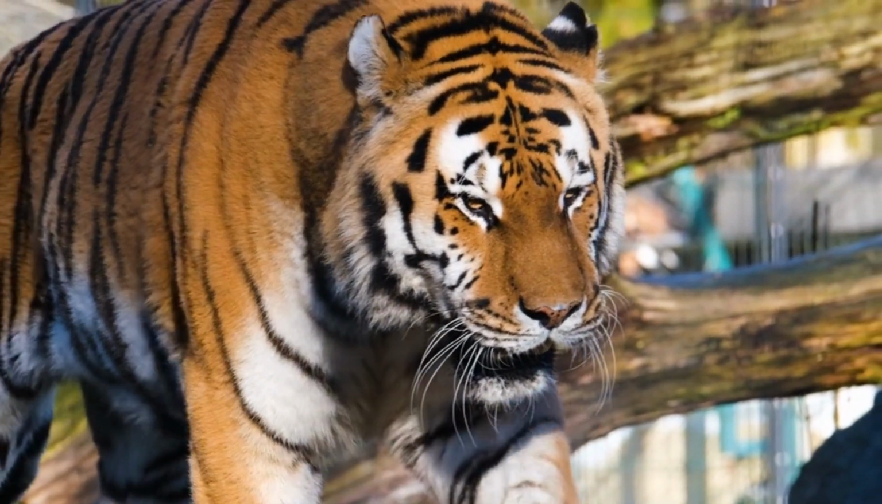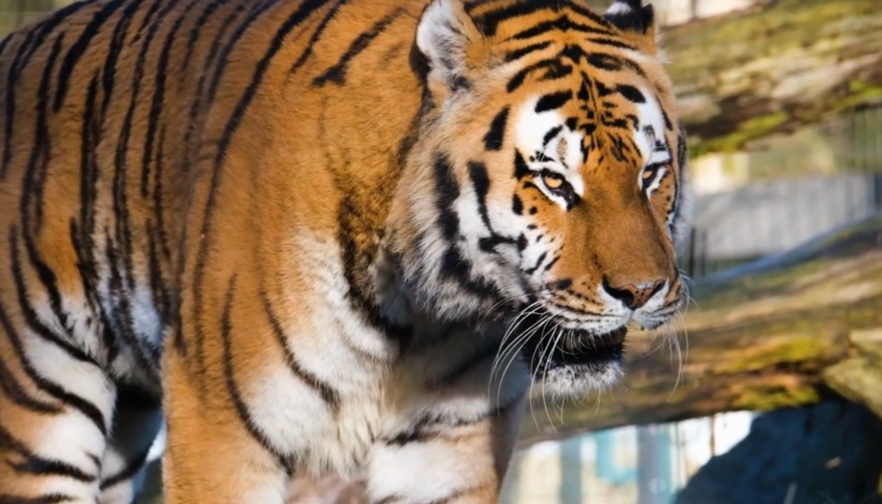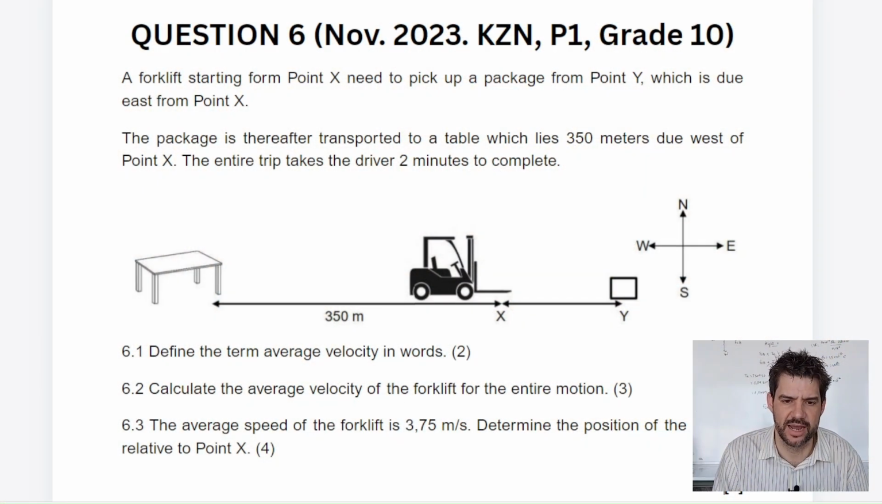This time we're going to be doing a question for grade 10 related to motion. It is a good question, and it's a question that learners struggle with. It is related to motion, and this was question 6 from November 2023 done in KZN in South Africa.